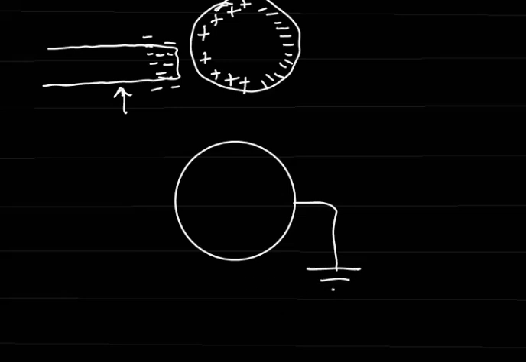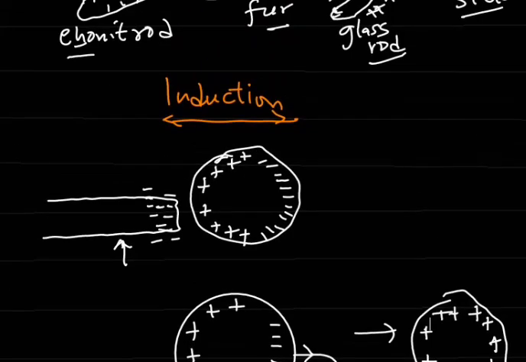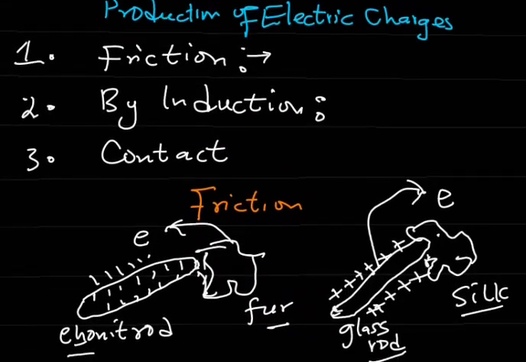Once I connect to X, the excess negative charge that is found here passes through the connection and of course enters into the earth. So the result is that this sphere is now all positively charged. So that is the result I have. This is charging by induction.